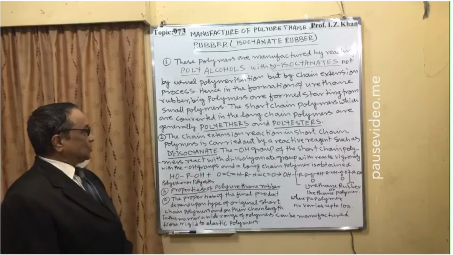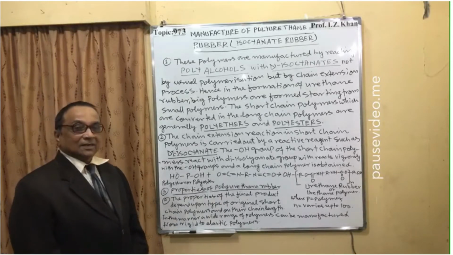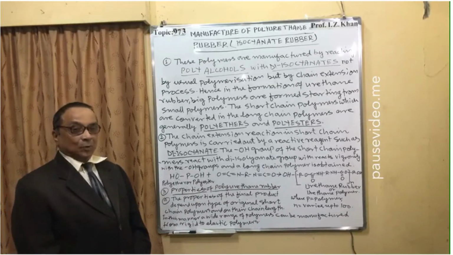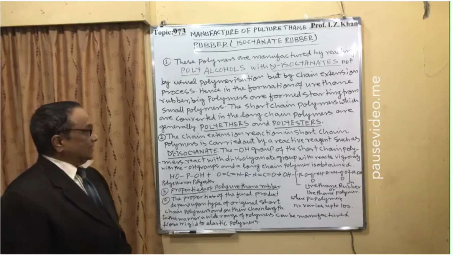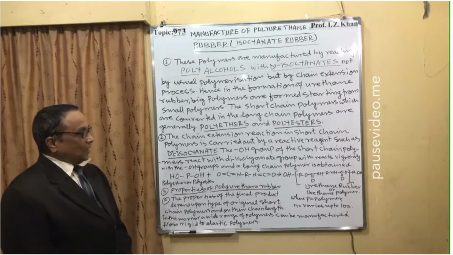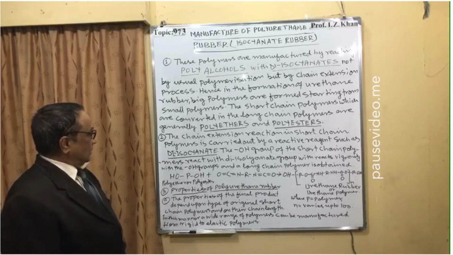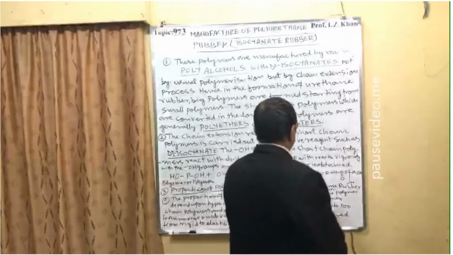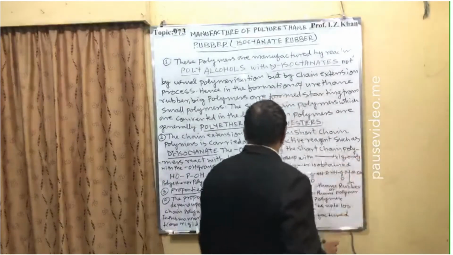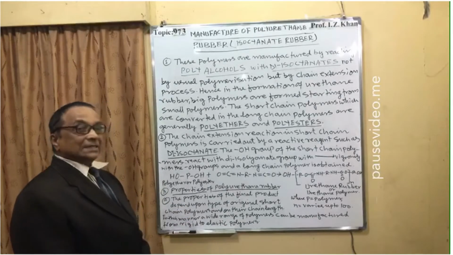Number two, the chain extension reaction in short chain polymers is carried out by a reactive reagent such as di-isocyanate. So di-isocyanate, where the CN group is there, will react vigorously, very fast, with the alcoholic group, that is the hydroxy group, but it is called polyhydroxy alcohol, and the alcoholic group of the short chain polymers reacts vigorously with the di-isocyanate group, with the hydroxy group, and a long chain polymer is obtained.